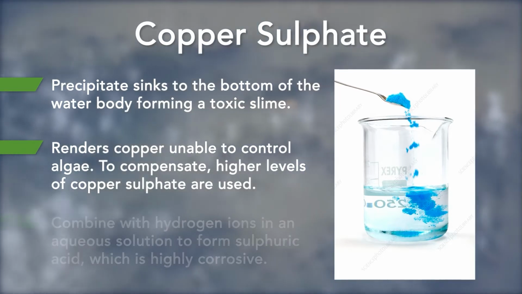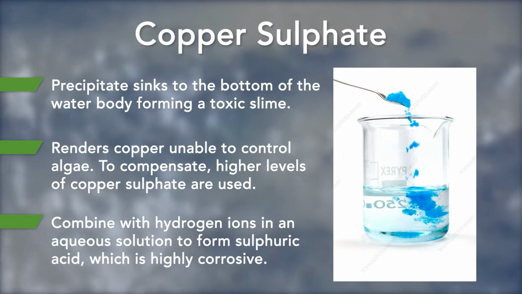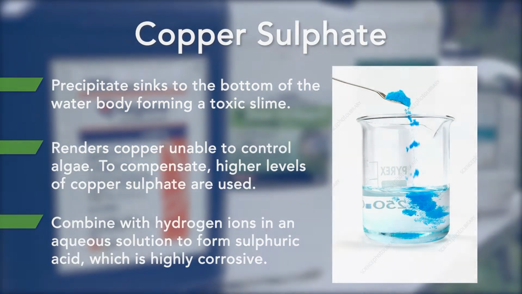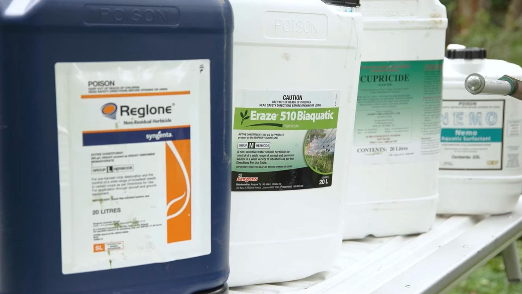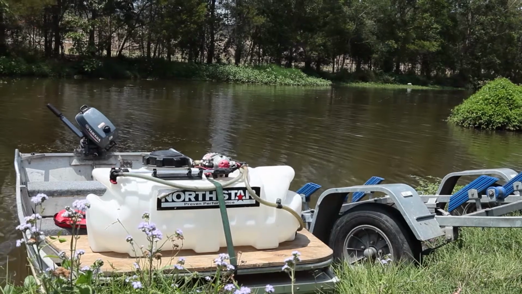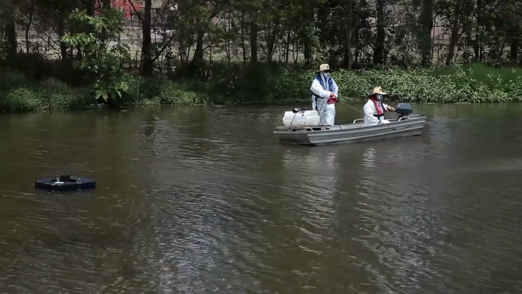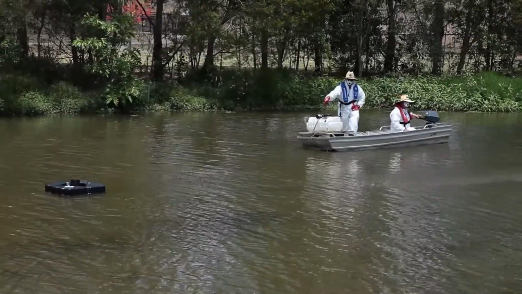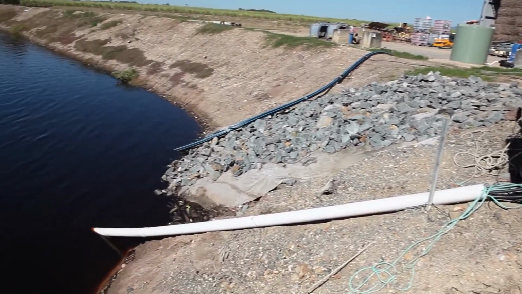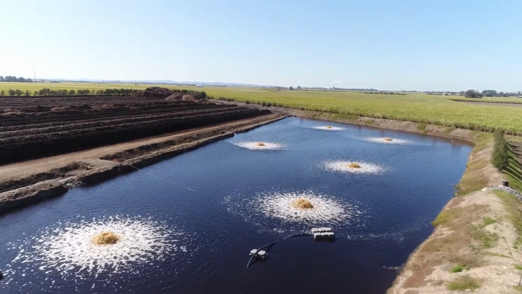Finally, copper sulphate containing algicides also combine with hydrogen ions in an aqueous solution to form sulfuric acid, which is highly corrosive. So for these reasons, Cupricide is a much more effective and efficient product for algae control than copper sulphate. How are these products applied? Well, the answer is via surface spraying techniques designed to battle surface and emergent plants, and via subsurface dosing for submerged plants. In doing so, results can be seen in 7 to 10 days after application.